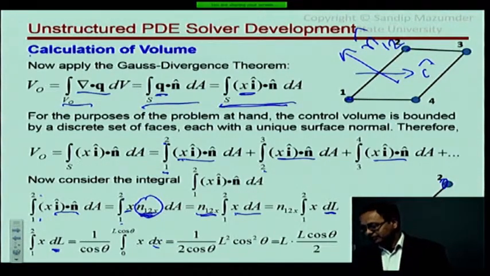I've changed the limits from 0 to L, to 0 to L cosine theta, which is from here to here. So I've basically done a coordinate transformation here to go from L to x. And then dl is nothing but dx over cosine theta. And then when I finally perform the integration, this is the result I get.